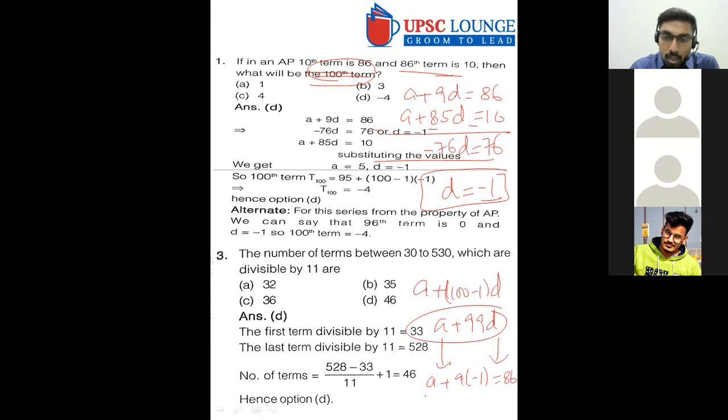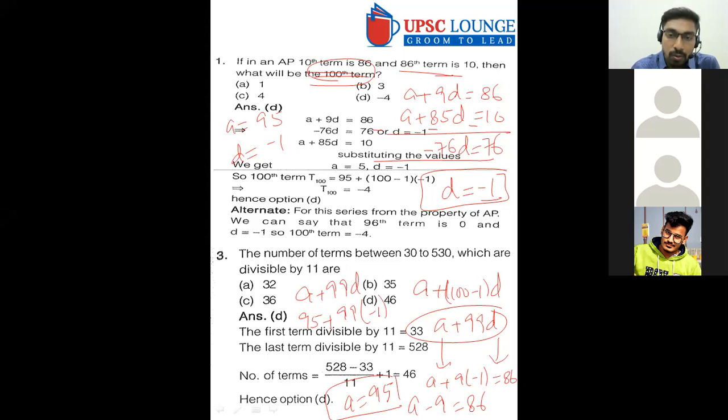So A minus 9 equals 86. That means A equals 95. Fine. So the value of A equals 95, D equals -1. So A plus 99D: A is 95 plus 99 into D, which is -1. So 95 minus 99 equals -4. So -4 will be your correct answer.